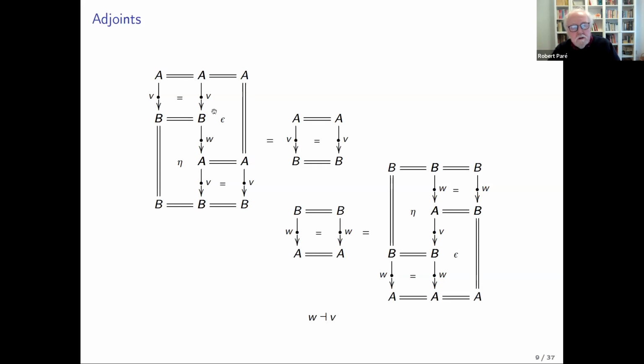So two vertical arrows, V and W, are adjoint. W is left adjoint to V if you have a unit and a co-unit. And this is what the triangle identities look like when you write them out in terms of double categories. So this is eta epsilon is identity, and it's also eta epsilon identity, but they're sort of padded on the left and the right here. This is just the notion of an adjunction in a two category, for example.